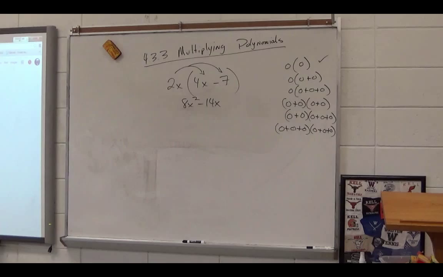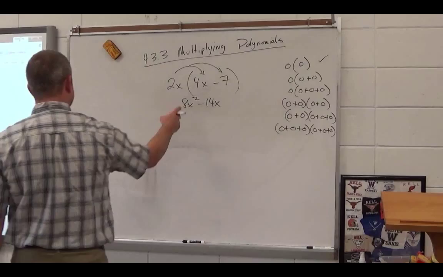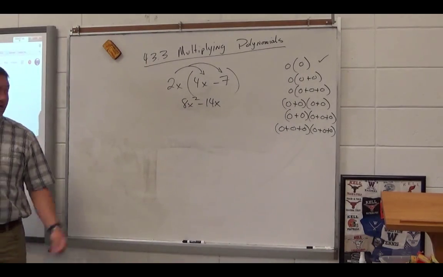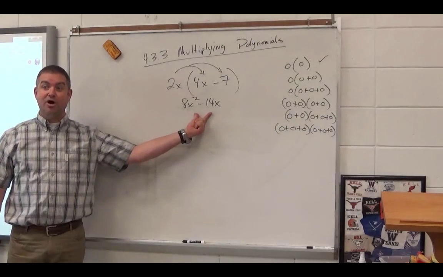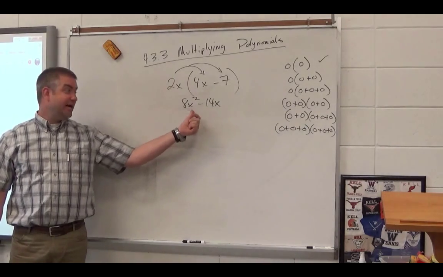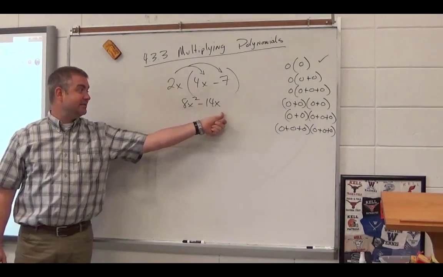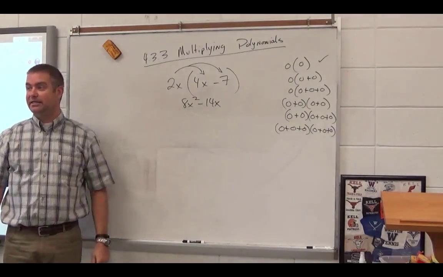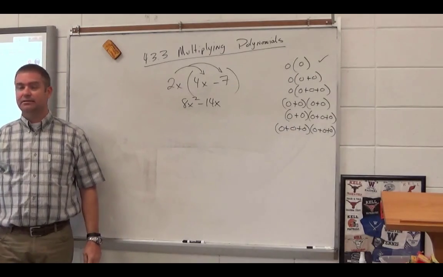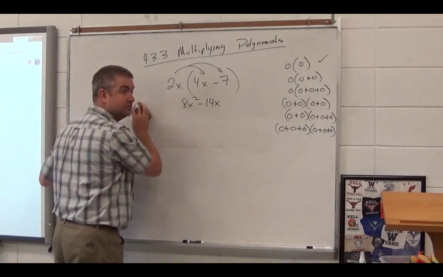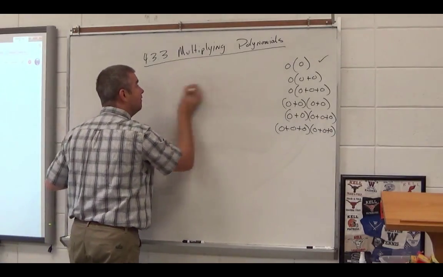Okay, questions? Can we combine 8x squared and negative 14x? Can we combine these two? I didn't hear, that wasn't a resounding answer. Can we combine these two things? No. Why not? They're not like terms. They don't have the same base. They both have x's, but x squared and x to the first power are not like terms. We cannot combine them. What we just got done doing Monday and Tuesday was adding and subtracting polynomials, like terms. These are not like. Questions? Everybody got this? All right, I think we're good there.